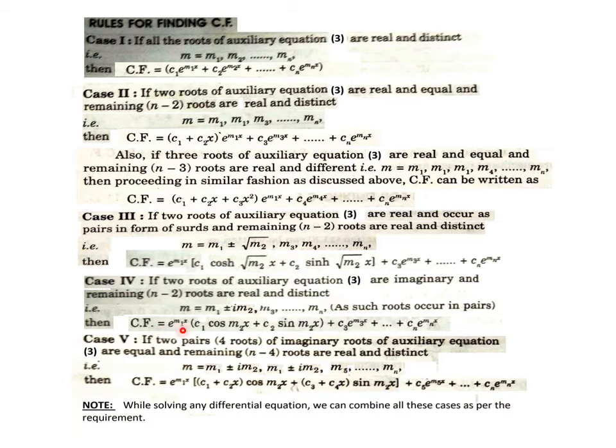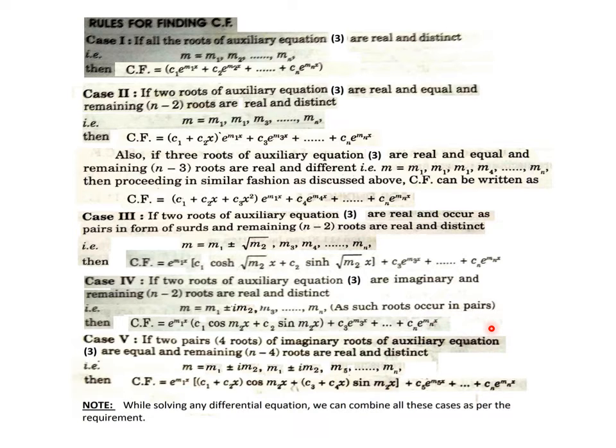for those two complex roots in a pair as e power m1x, where m1 is the real part of that pair, into C1 cos m2x, where m2 is the imaginary part of that pair, plus C2 sin m2x. So that is about two roots occurring in a pair of complex numbers. Then for the remaining real and distinct roots, C3 e power m3x plus C4 e power m4x plus up to Cn e power mnx.